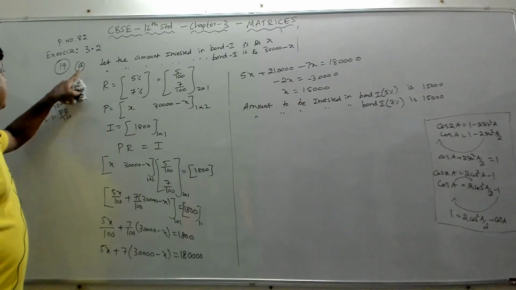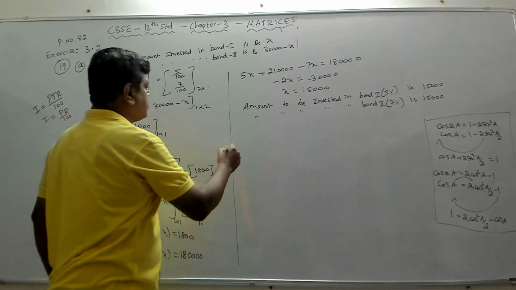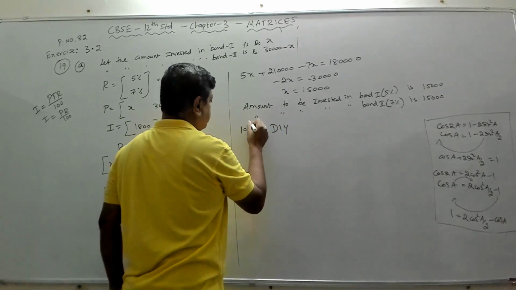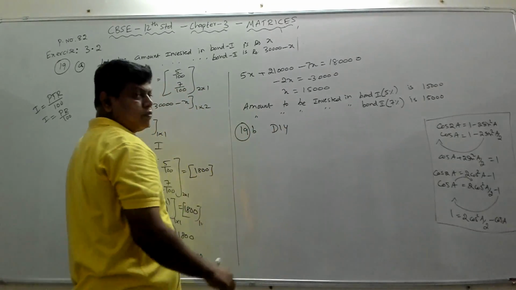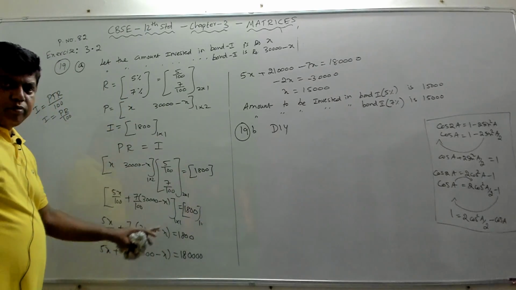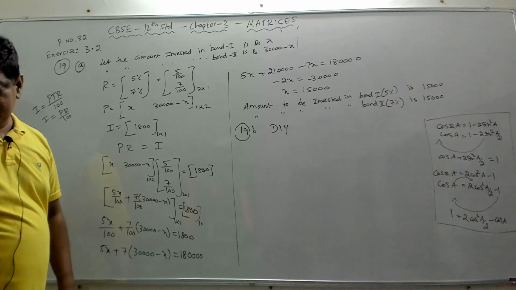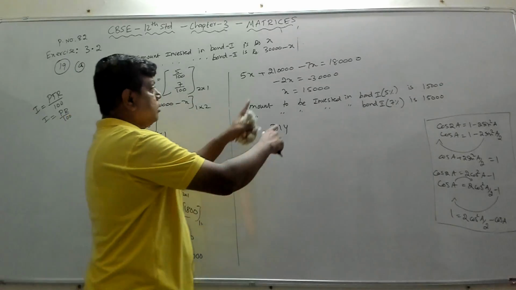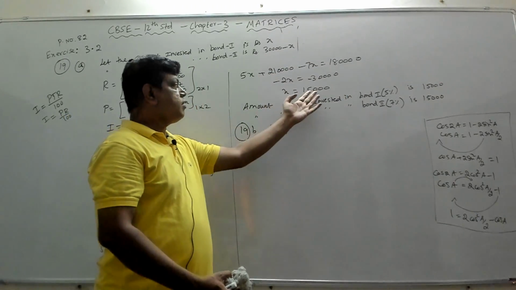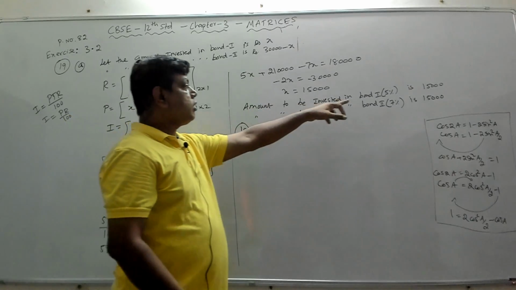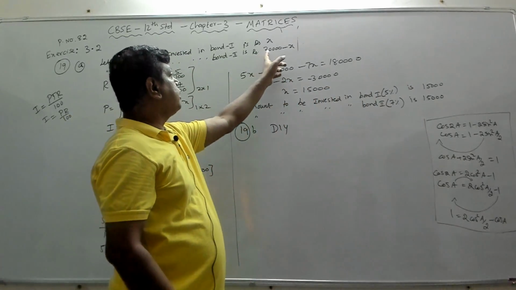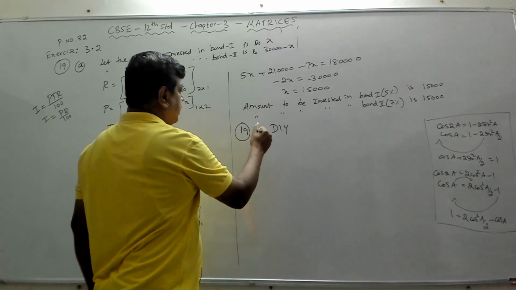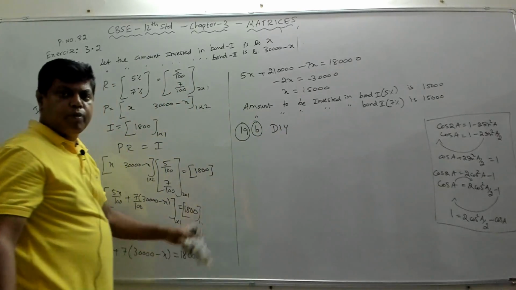That is the A part, 19A. 19B you can do similarly. 19B is do it yourself. Everything is the same. The only thing is, instead of 1800 you will put 2000 here. Everything else is the same, and then you will obviously get a different answer for X. Once you get X for the 5% bond, put that X value in 30,000 minus X, and you will get the amount to be invested in bond 2. So the 19th problem, B part, is do it yourself. You can do it by yourself.